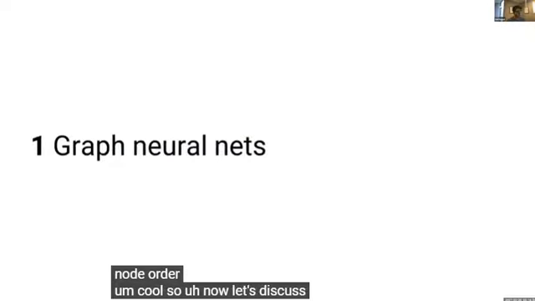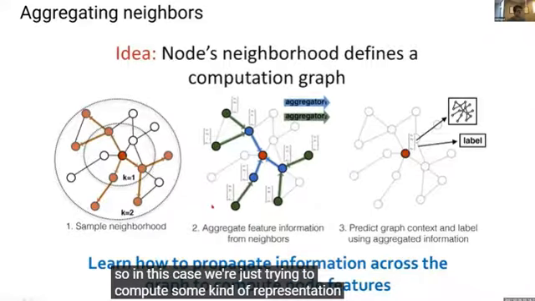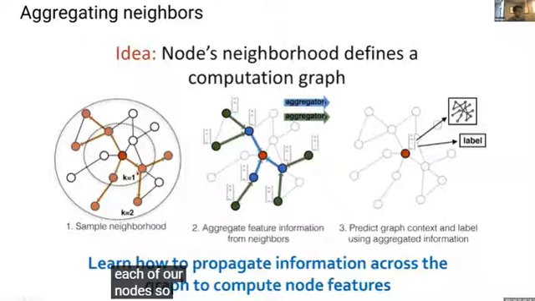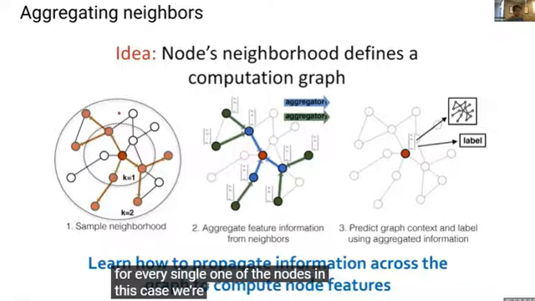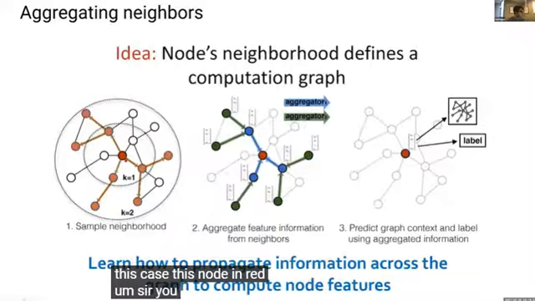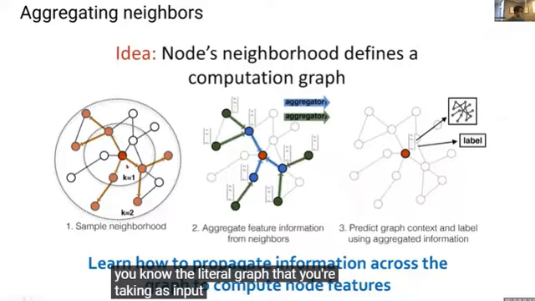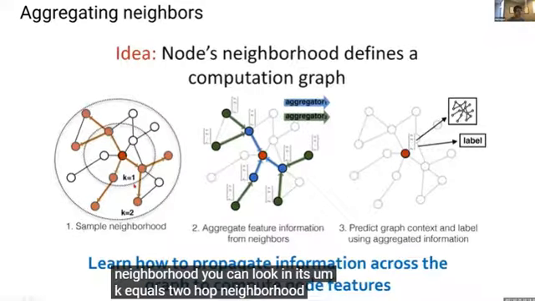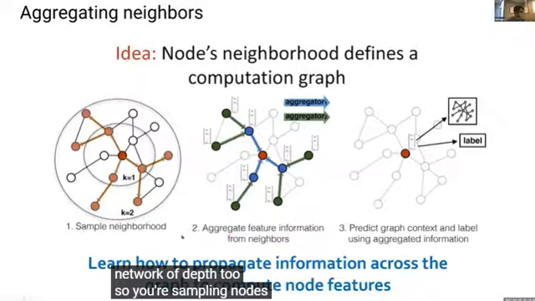Cool. So now let's discuss the basic formula of graph neural networks. In this case, we're trying to compute some kind of representation for each of our nodes. At each layer of the graph neural network, you're going to do this update for every single one of the nodes. Here we're looking at the update focused on one particular node, in this case, the node in red. So you want to sample information from its surrounding neighborhood from the literal graph that you're taking as input. You could look in its k-hop neighborhood, or its k=2 hop neighborhood. That would mean you have a graph neural network of depth 2. So you're sampling nodes from this neighborhood.